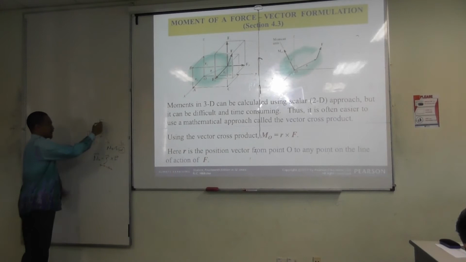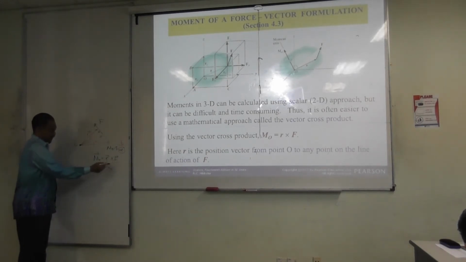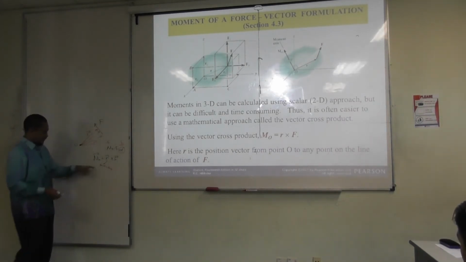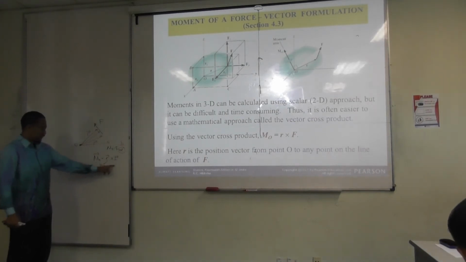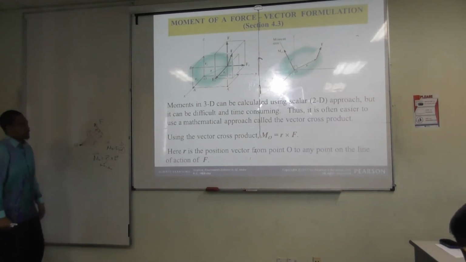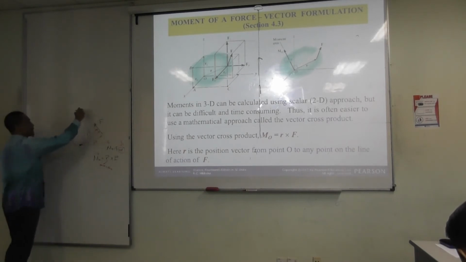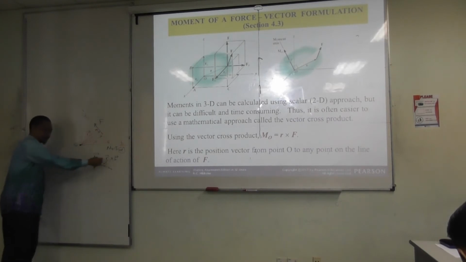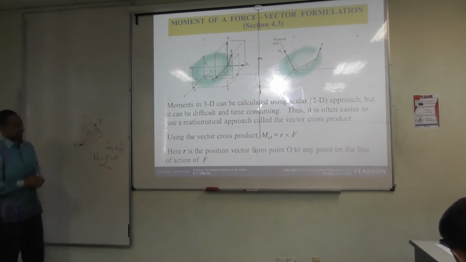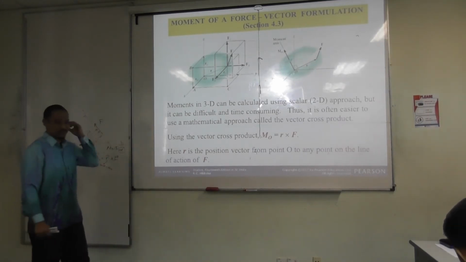Then if you can get what F is in vector, you get this one, and then you can apply the matrix and solve. Any question? Make sure you understand this one. So M equals r cross F. r is from the point to the force at any point, it doesn't matter, as long as it's on the force. Even if you extend here, still the same. Meaning r will be different, but the resultant will be the same. We can check after this if you don't believe me.